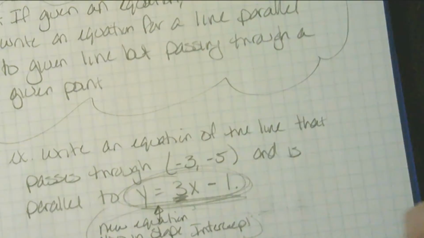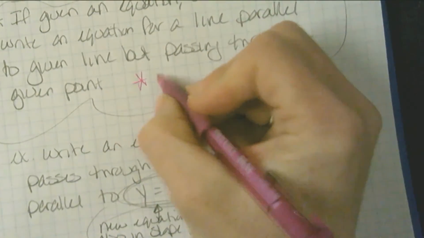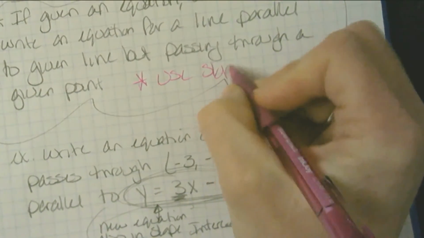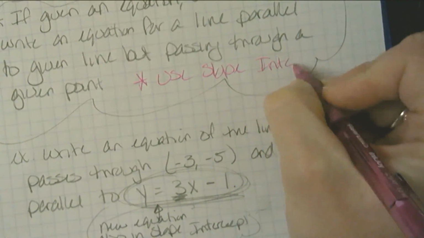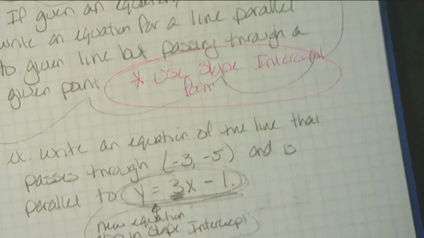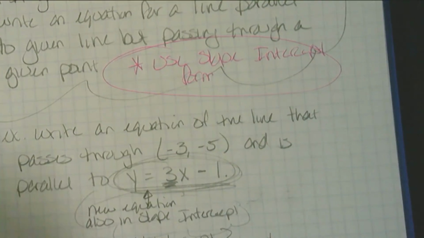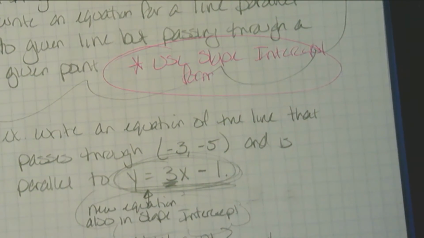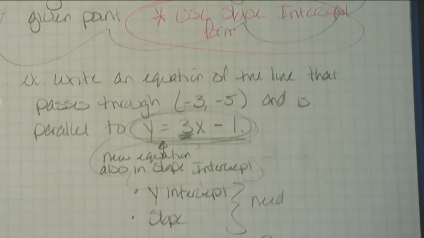All right, so let's go back up here and make a note of that. We want to use slope-intercept form. All right, let me give you another one. Actually, you know what? We're going to move on to perpendicular lines.